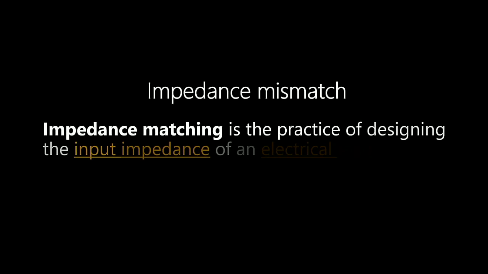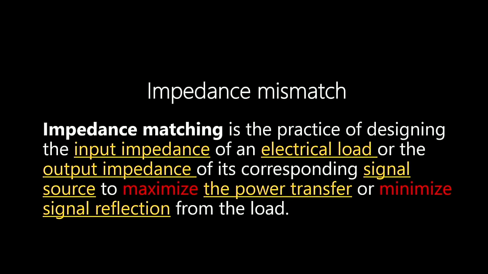And we've hit a lot of the impedance mismatch. Impedance mismatch is an electrical engineering term, but it works amazingly well for software. And the best way to describe it is to actually describe what impedance matching is. Impedance matching is the practice of designing the input impedance of the electrical load or the output impedance of the corresponding signal source to maximize power transfer or minimize signal reflection.